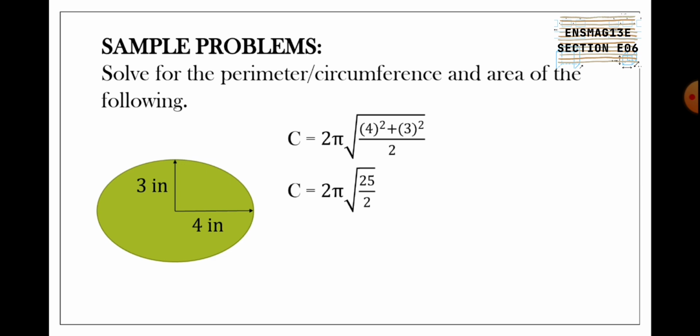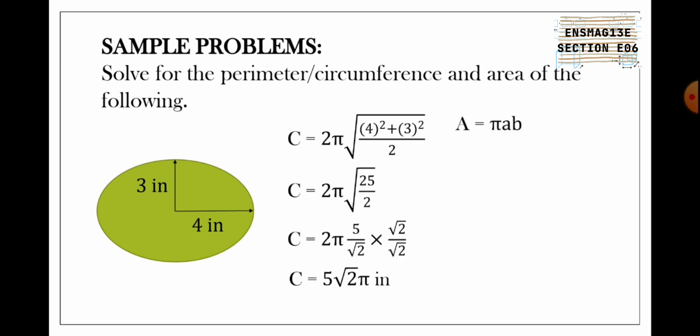To simplify this one, your numerator 25 is a perfect square. So the square root of your 25 is 5, giving us 2 pi times 5 over square root of 2. In order to remove your radical sign in your denominator, we will multiply this one with square root of 2 over square root of 2, which is just equal to 1, giving us the final answer of the circumference of your ellipse, 5 square root of 2 pi inches.